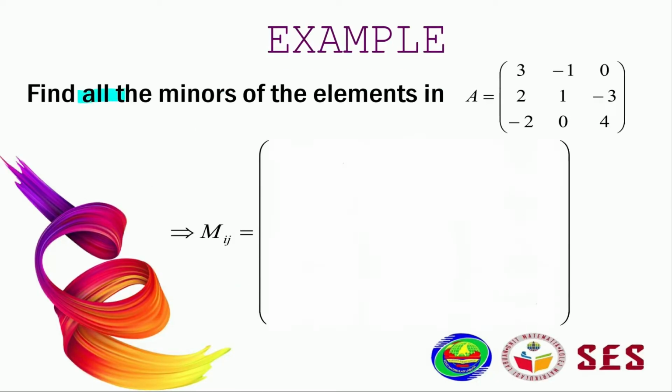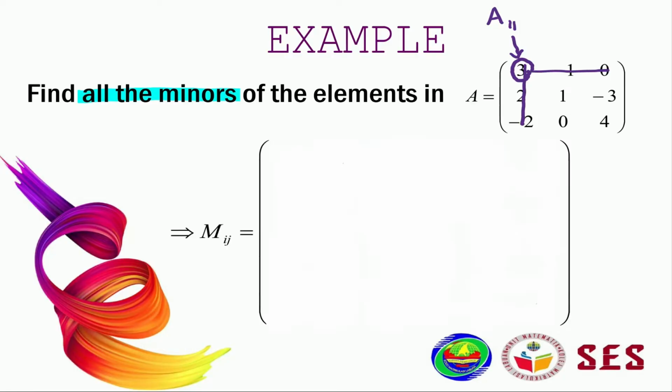Okay, now we go to the first example. Find all the minors of elements in A. So how do we find the minors? So consider this 3 by 3 matrix A. So actually we need to hide the first row and the first column in order to find the minors of matrices. So let's say we want to find the minor for the first row and the first column.